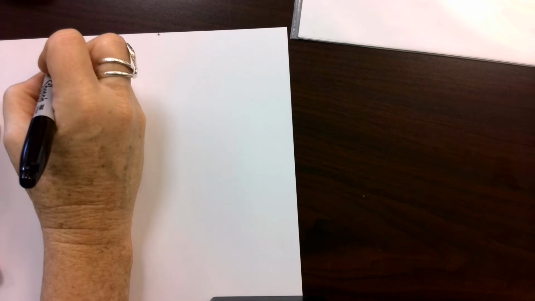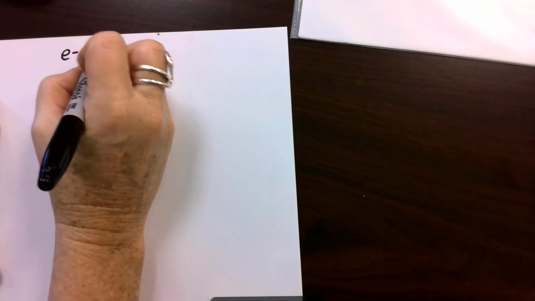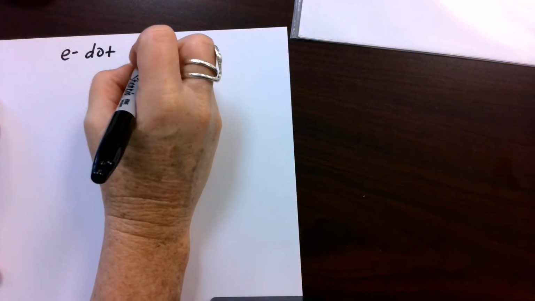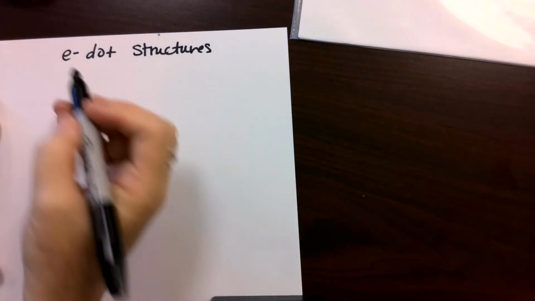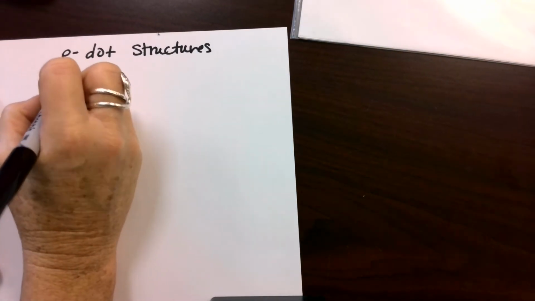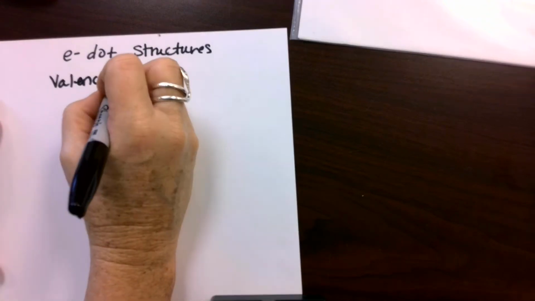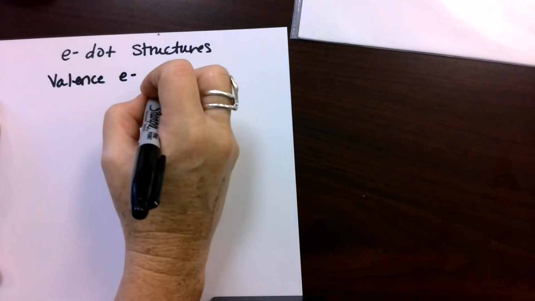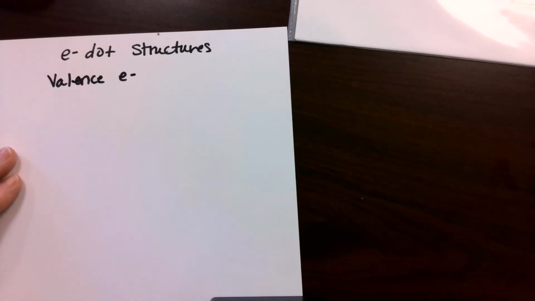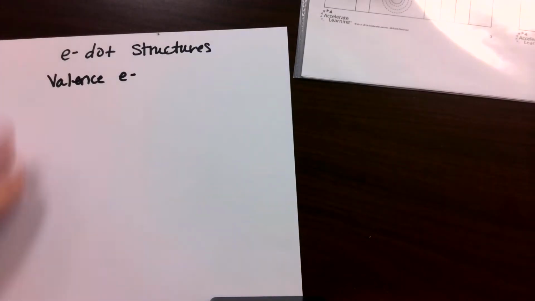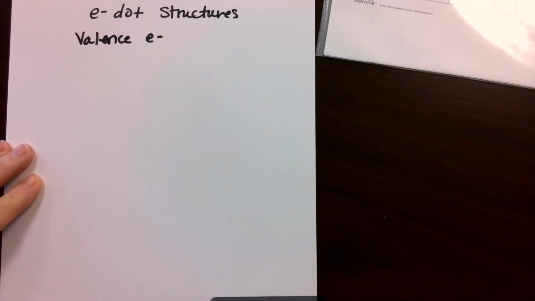Okay, we're going to talk about how to do the electron dot structures, and they show us valence electrons. So yesterday we talked about valence electrons and we did the Bohr model. So today we're going to talk about the electron dot structure and how that works with valence electrons.